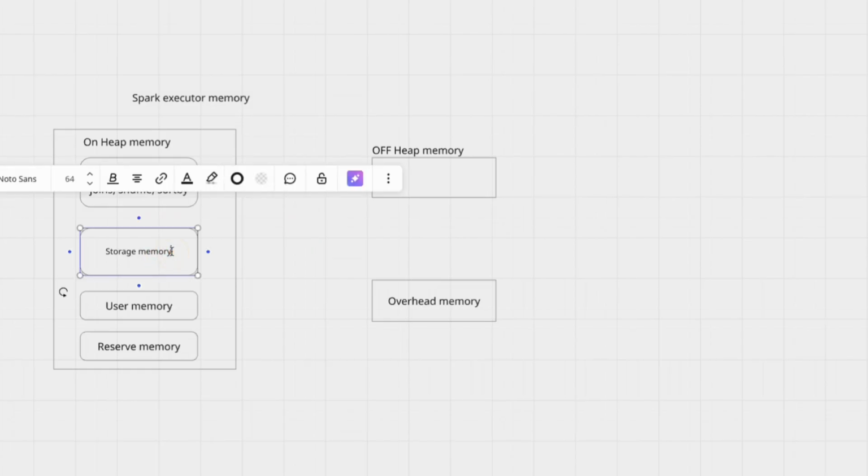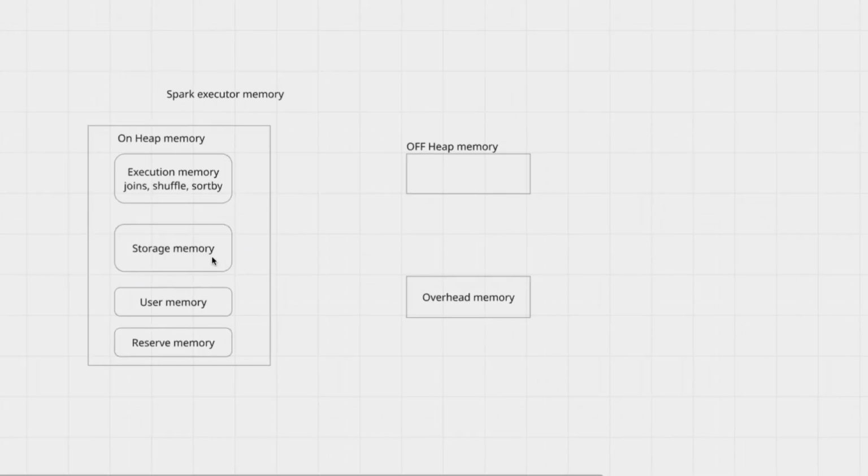In the storage memory, generally when we are caching any RDD or data frame. So if you're writing an RDD program or a data frame program and you are doing caching of it, in that case storage memory is used. When you are using a broadcast variable, in that case also storage memory is used. So execution memory and storage memory combined is known as, or is called, unified memory.